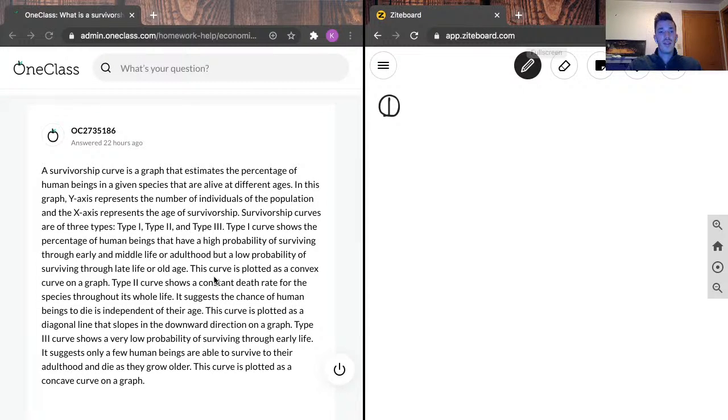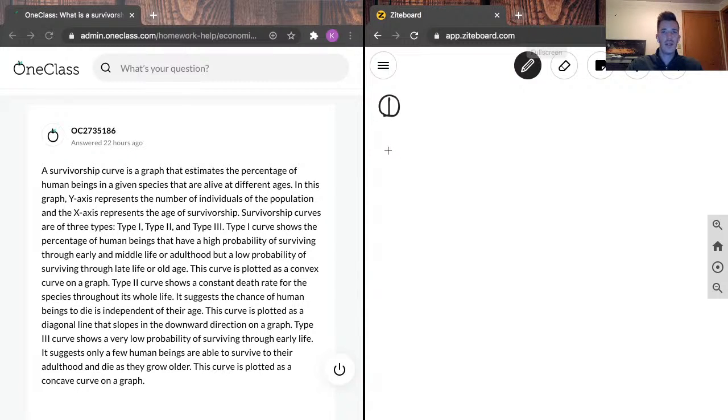Type 2 curve shows a constant death rate for the species throughout its whole life. It suggests the chance of human beings to die is independent of their age. This curve is plotted as a diagonal line that slopes in the downward direction on the graph. And type 3 curve shows a very low probability of surviving through early life. It suggests only a few human beings are able to survive through adulthood and die as they grow older. This curve is plotted as a concave curve in the graph.